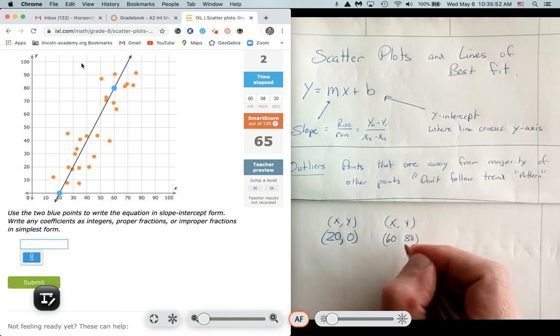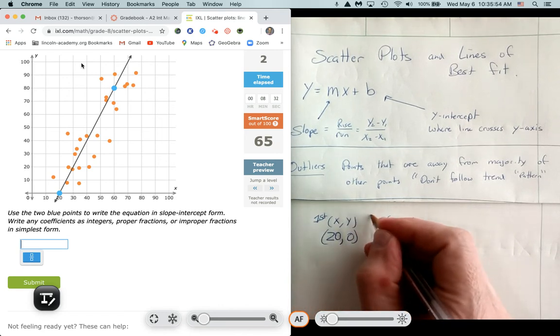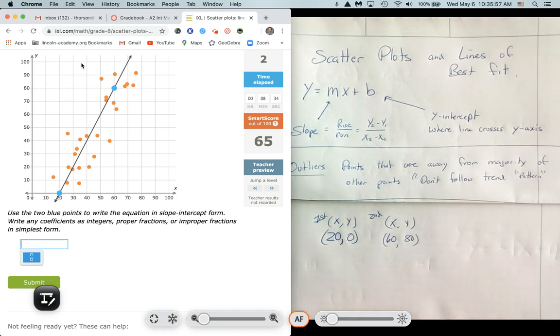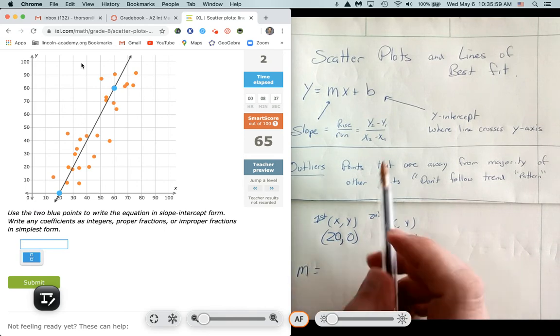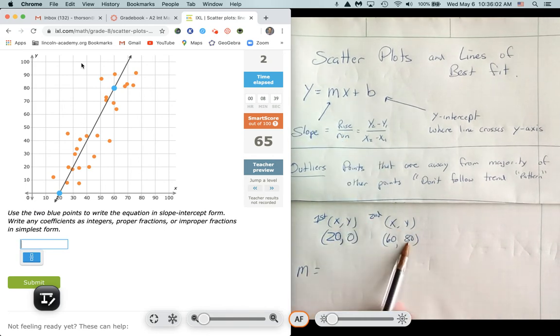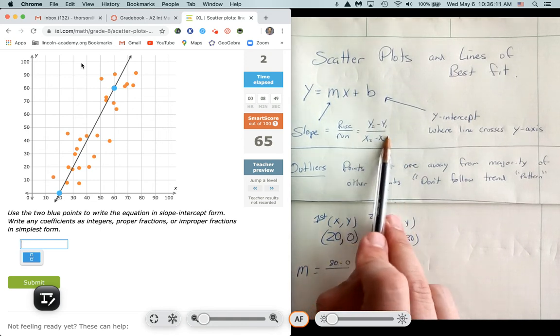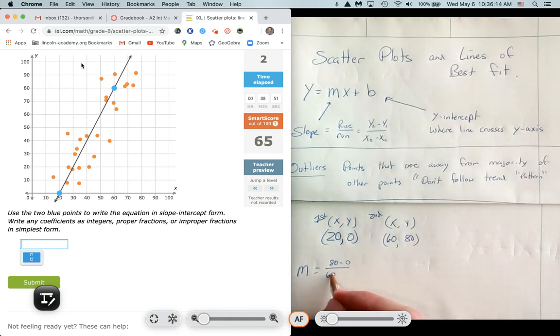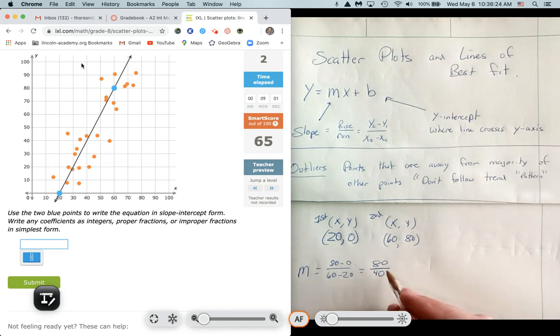Now this is my first point. This is my second point. So the first thing I'm going to do is find my slope. And remember, slope is rise over run, or the second y minus the first y, so 80 minus 0, over the second x minus the first x, and that formula is right here. 80 minus 0 is 80. 60 minus 20 is 40. That reduces to a nice 2.